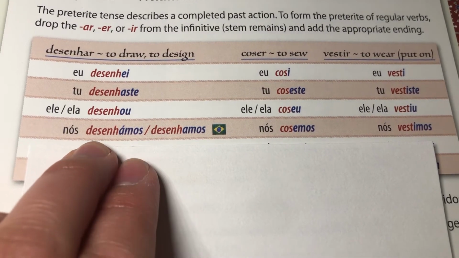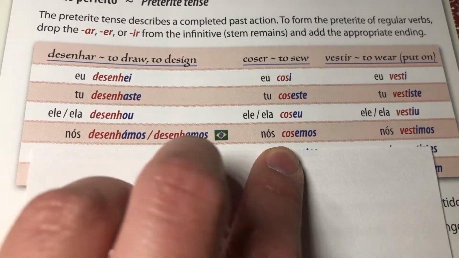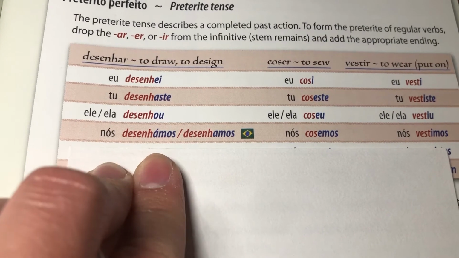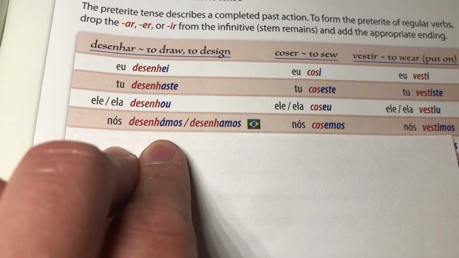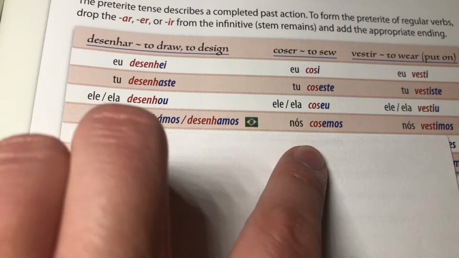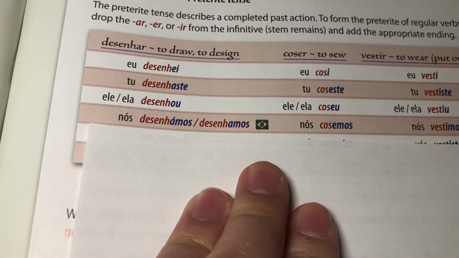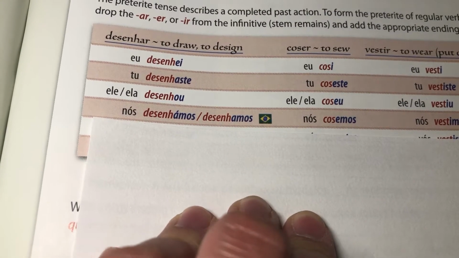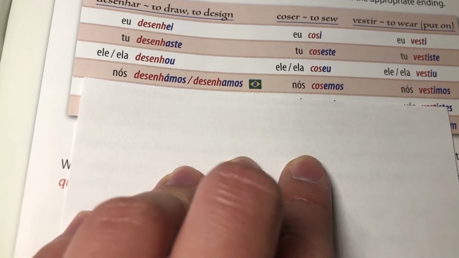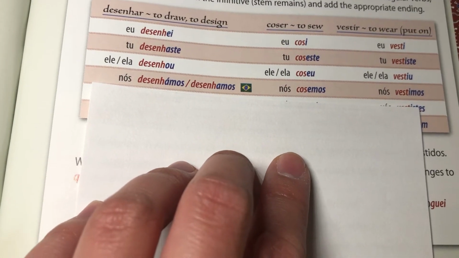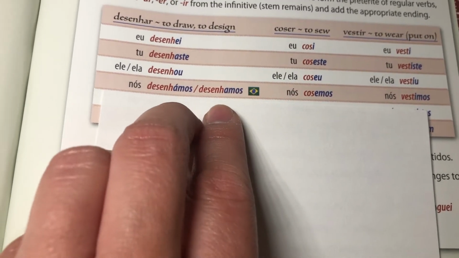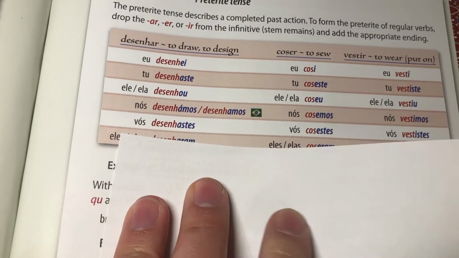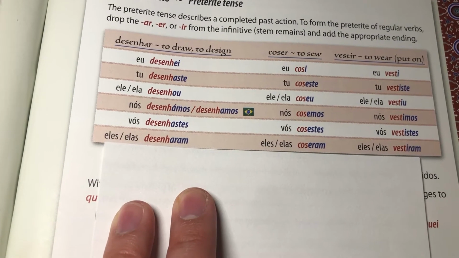Nós desenhamos, nós cozemos, nós vestimos. Notice how it is the same vowel with the MOS at the end. And now this is the same form as the present tense as well, if you notice that. Okay, so that one has a pattern. It's pretty much easy to remember, as well as the STE one, aste, este, iste. Okay, I'm gonna skip over vós because we don't do that one.